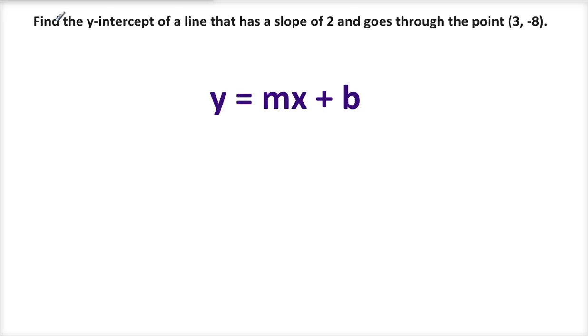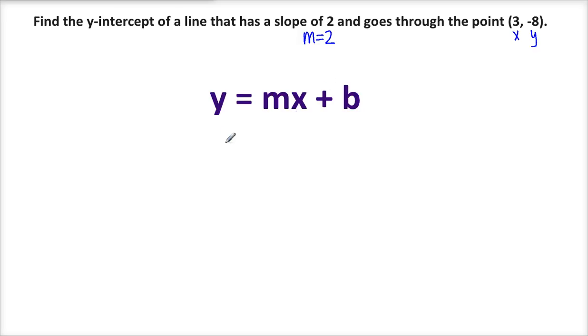So this statement says to find the y-intercept of a line that has a slope of 2 and goes through the point (3, -8). So think about the information that we're given here. We're given the slope of the line is 2. So that must mean m equals 2. And it goes through the point (3, -8). So this is an x and a y value for a coordinate that my line goes through. So I have 3 of the 4 variables in this equation.